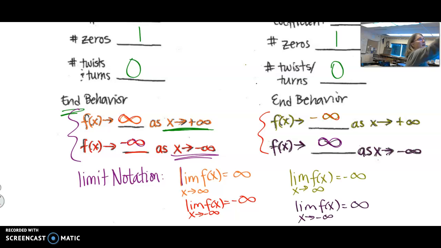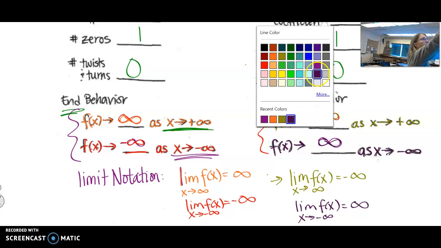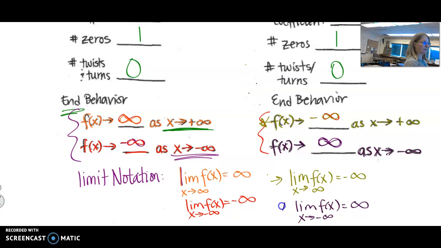Okay, so this top part, the limit of f of x as x approaches infinity is equal to negative infinity, corresponds with this. And then the bottom one, in dark purple here, the limit of f of x as x approaches negative infinity equals infinity is corresponding with that statement right there. Okay, we're going to pick up with the next function, which is a quadratic function, in the next video.